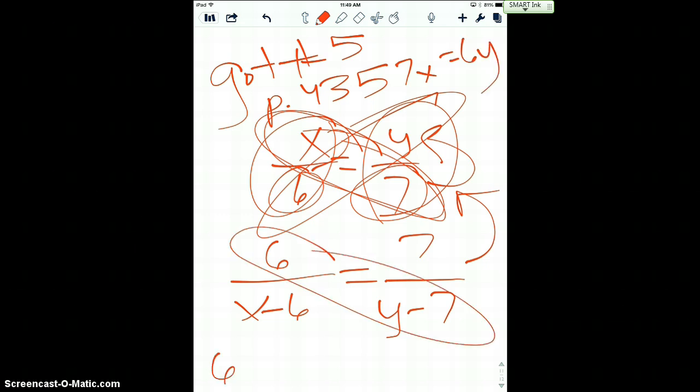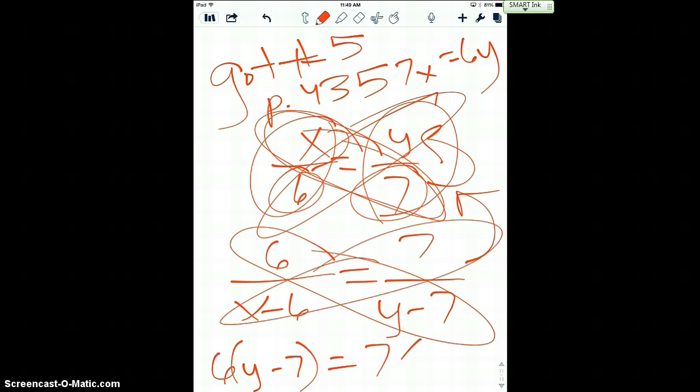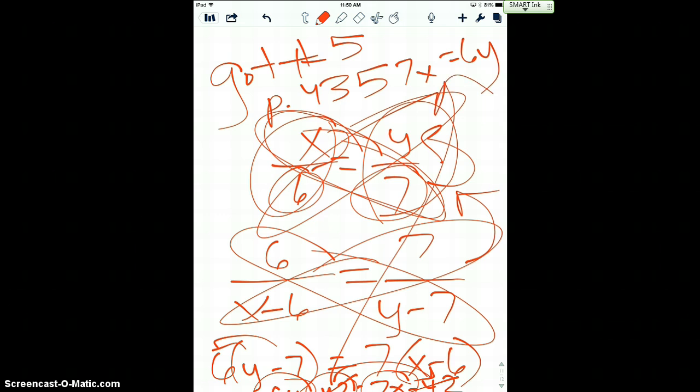Well, I have 6 times the quantity of y minus 7. In this one, I have 7 times the quantity of x minus 6. Simplify that. 6y minus 42 equals 7x minus 42. Get the 42's together. Add 42 to this side. So what happens? They cancel, and look at that. 7x equals 6y, which is the same thing.